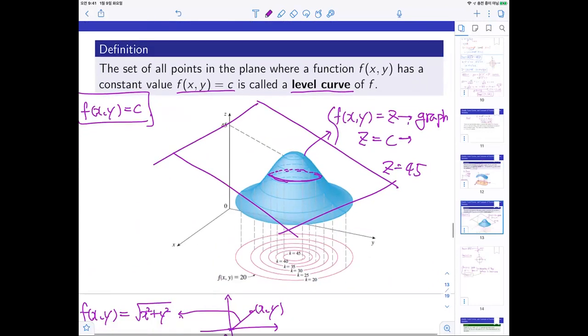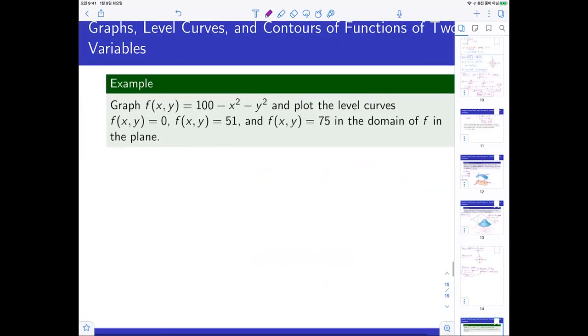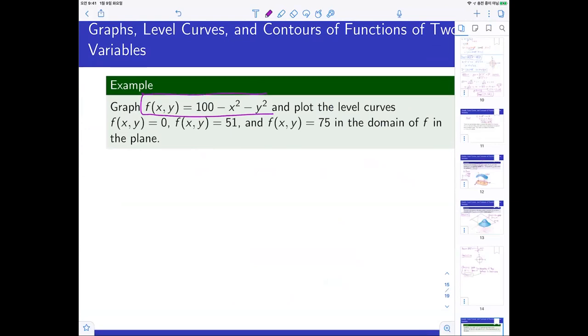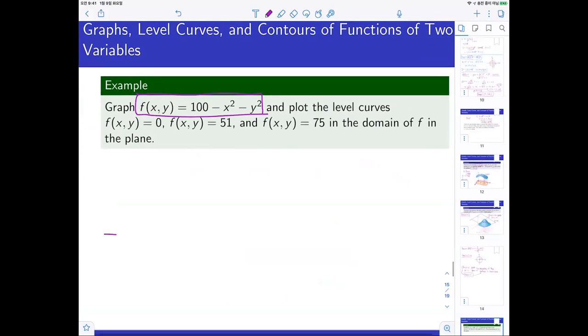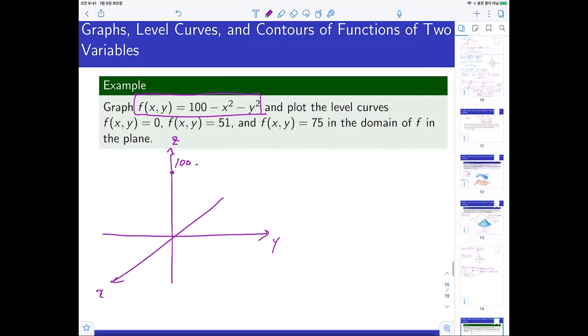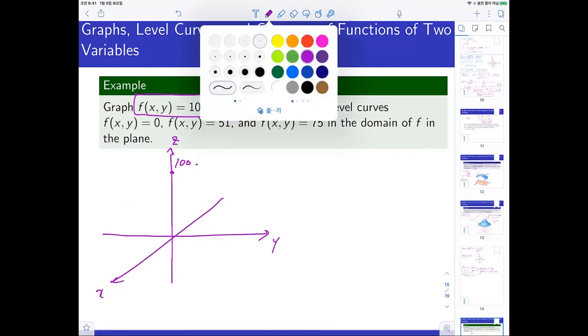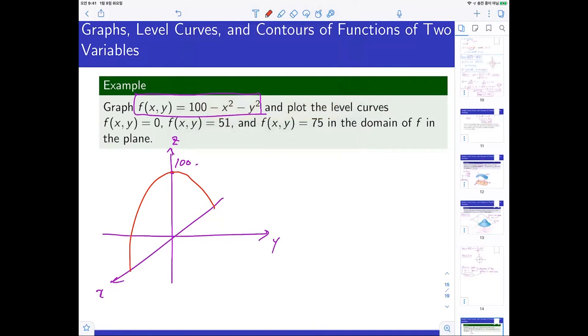Okay, now let's see the next example. Here's the function. It's given as 100 minus x² minus y². The maximum of this function is 100 when x and y are 0. And you can easily get that the paraboloid is the graph of this function.